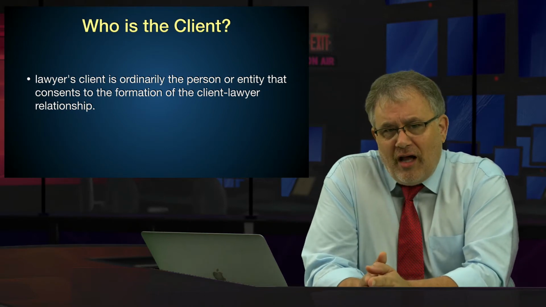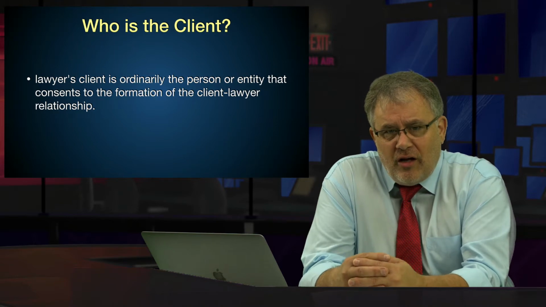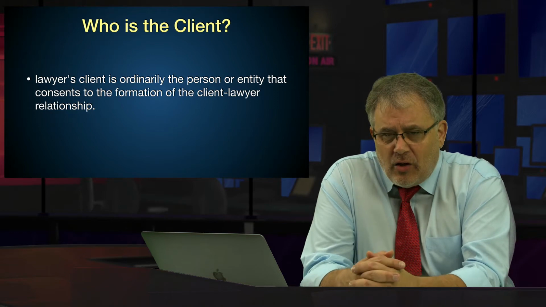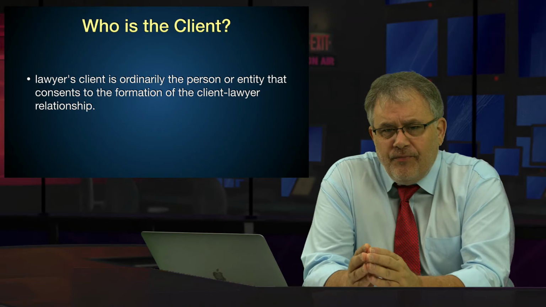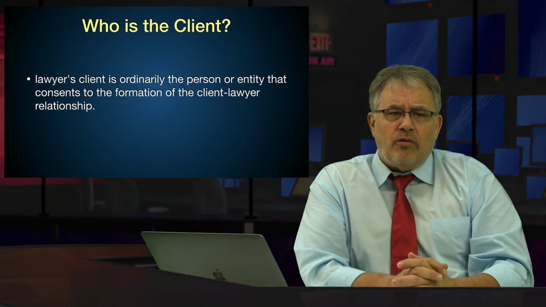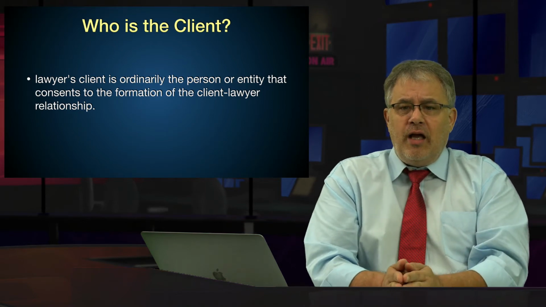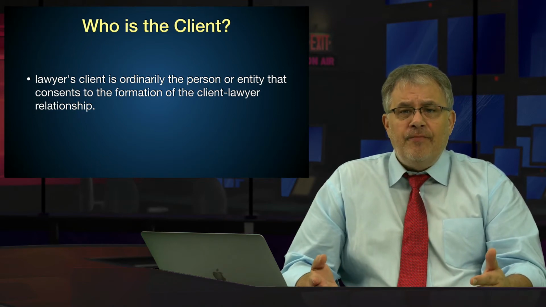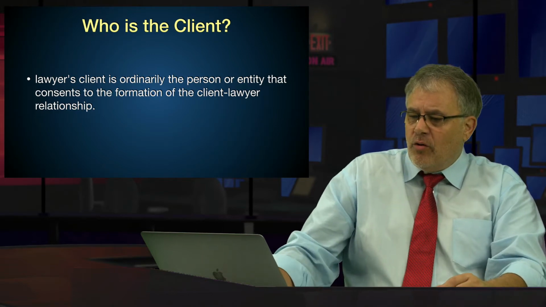Now, the lawyer's client is ordinarily the person or entity that consents to the formation of the attorney-client relationship, not the attorney. We form that contract with the client, with the prospective client, but it's their consent that is key. And because it's their consent that's key for the formation of the attorney-client relationship, their consent becomes a key issue when we're looking at limiting the scope of representation or when we potentially have a conflict of interest. We're going to have to get their permission, for want of a better word, right?